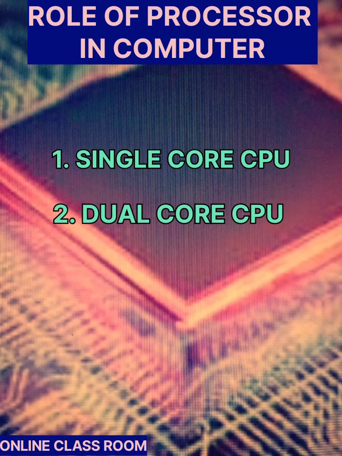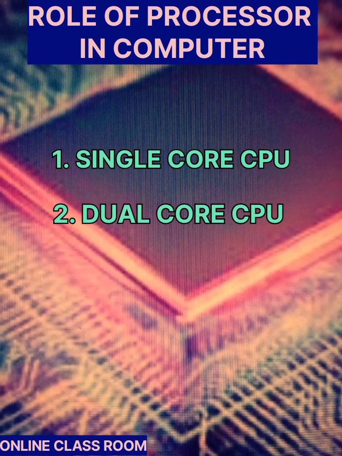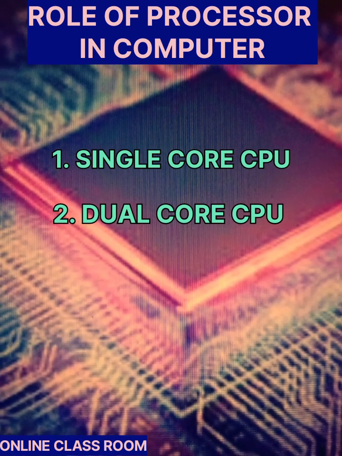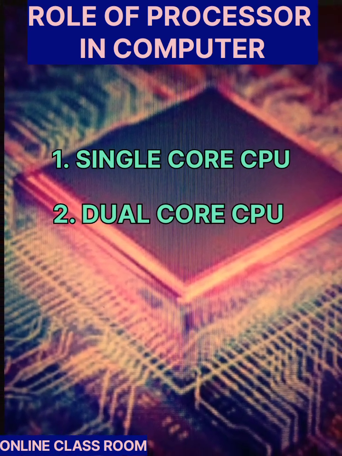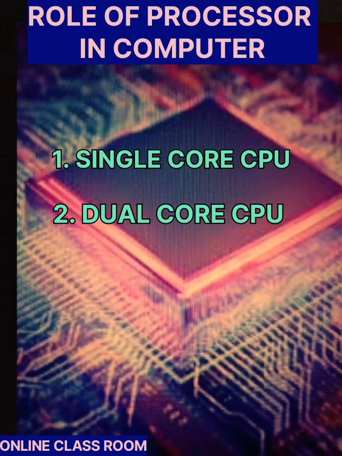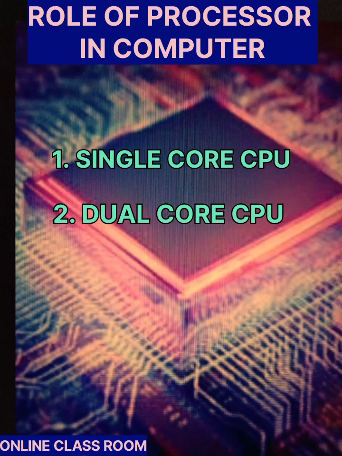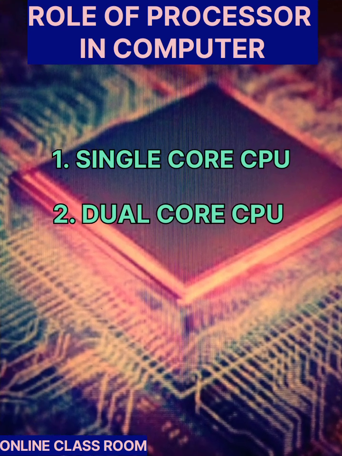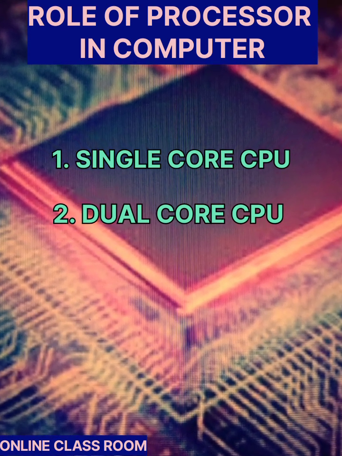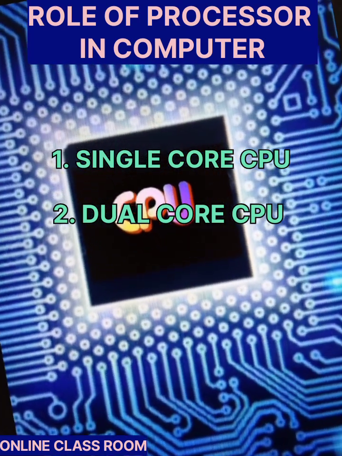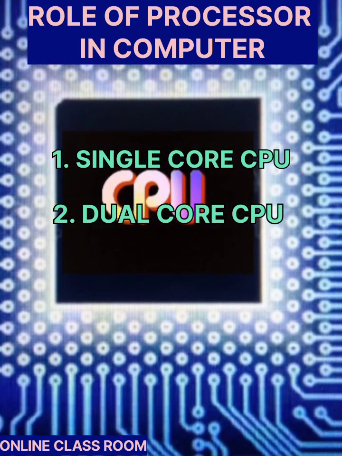Number 2. Dual core CPU. Dual core CPUs feature a single integrated circuit that houses two cores. Each core has its own cache and controller, allowing them to function together as a cohesive unit. Dual core CPUs are generally faster than single core processors.